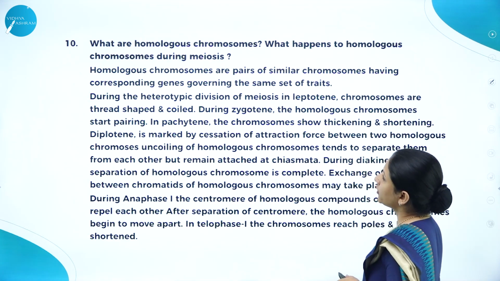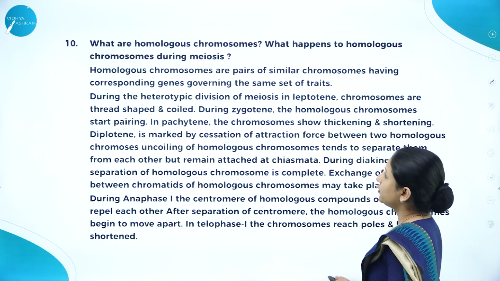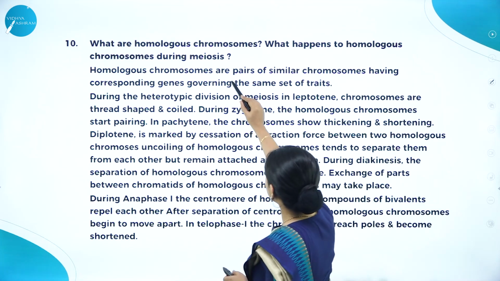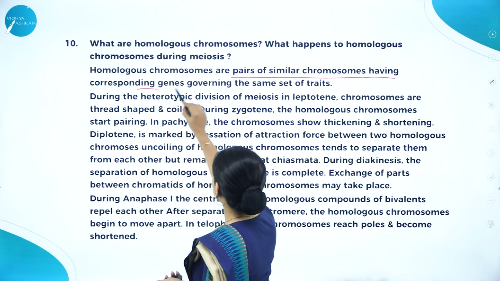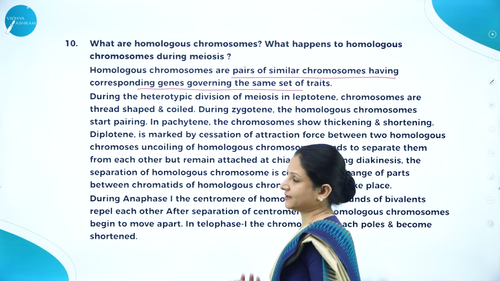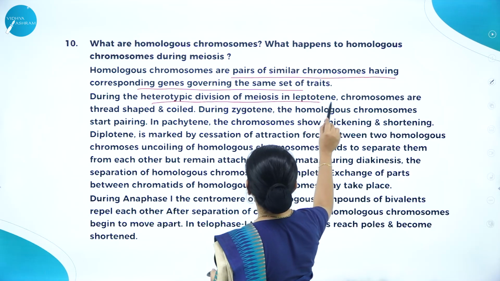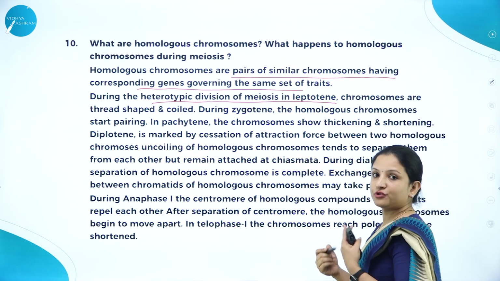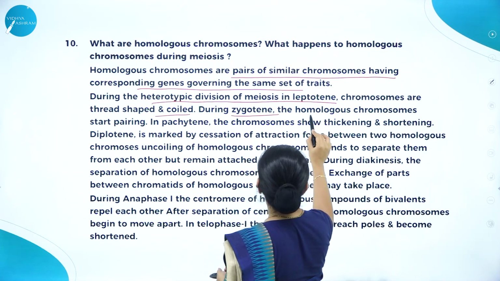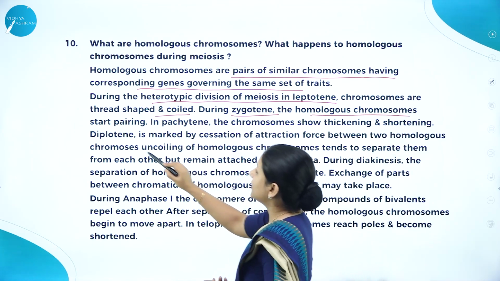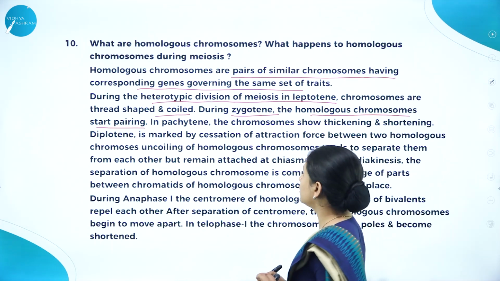Next, moving further, what are homologous chromosomes? What happens to homologous chromosomes during meiosis? Homologous chromosomes are pairs of chromosomes which are similar, having the same set of genes or same set of traits. That is how you can write. During heterotypic division of meiosis, in leptotene, the chromosome threads coil, and during zygotene, the homologous chromosomes start to pair.